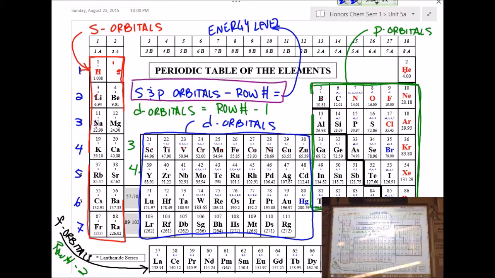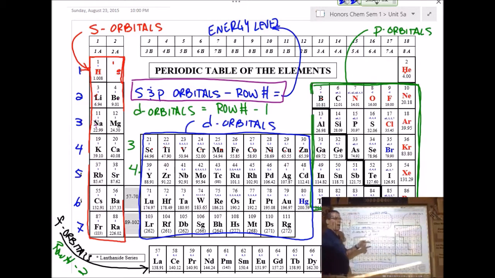What is that used for? The energy level? Yeah, the row is the energy level that we've used so far. So like the energy level is 1, 2. All of that just means the row. Correct. For the S and P orbitals, the row is equal to the energy level. For the D's, it's 1 less.